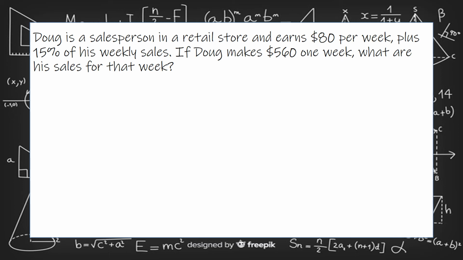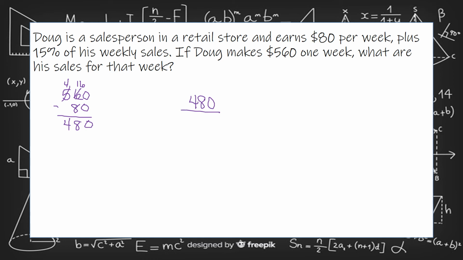Doug is a salesperson in a retail store. He earns $80 per week plus 15% of his weekly sales. If he makes $560 one week, what are his sales? So the first thing we need to do is start and figure out how much he made over his $80. So we're going to subtract his $80 base pay. And we need to borrow here. Make that 16. 16 minus 8 is 8. So he made $480.